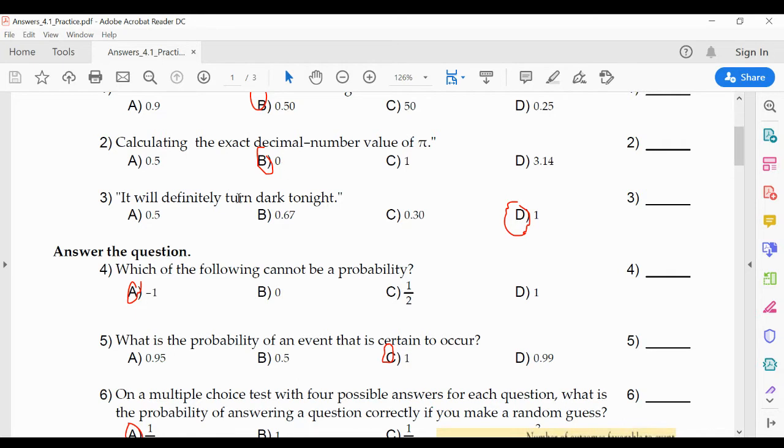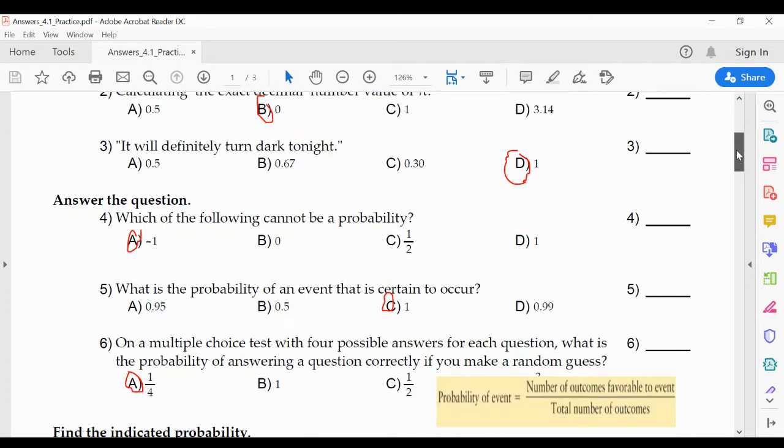It'll definitely turn dark tonight. Well, that's a sure thing. Probability is 1. I had a person in class answer this as 0.5. And I asked the person, why did you answer that? Well, what if we're in Alaska? So I opened the curtains, this is a night class, mind you, and said, look outside. Are we in Alaska? The person said, no.